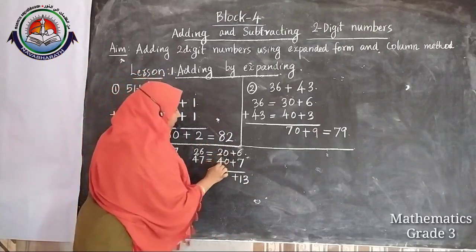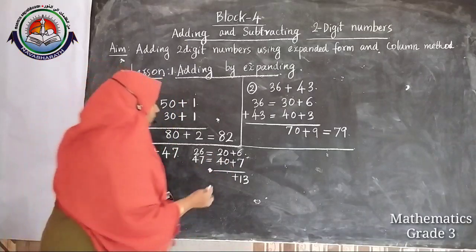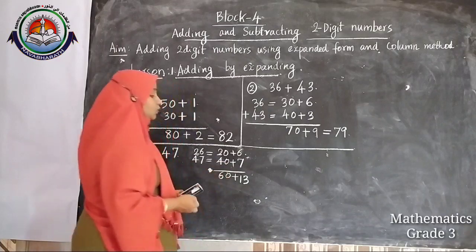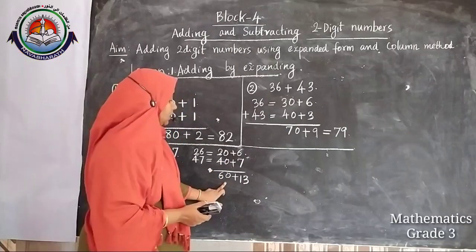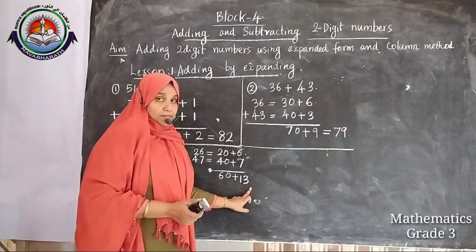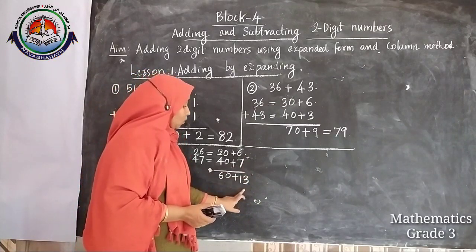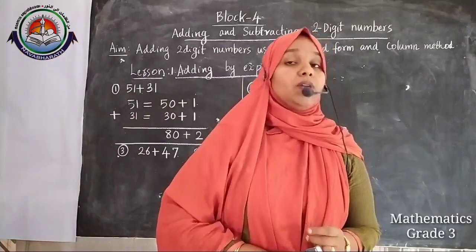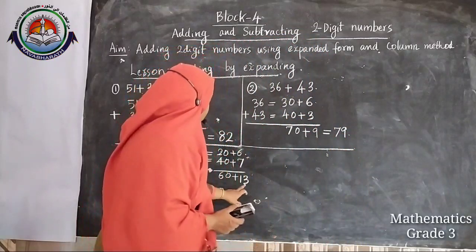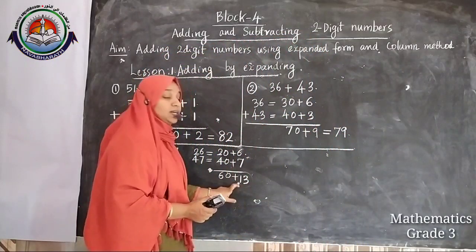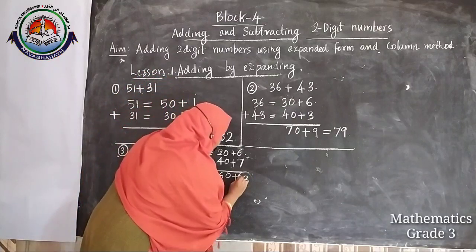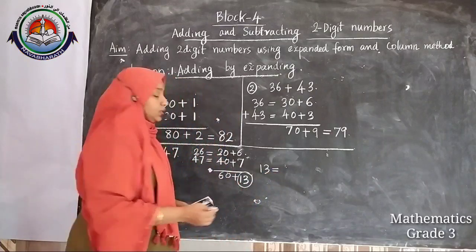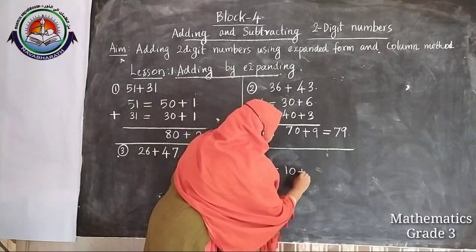Then what is 20 plus 40? Put a 0 here. 2 plus 4 is 6. We got the answer 60 plus 13. Then we know that a 2-digit number will not come in ones place. Then what we have to do? We have to write the expanded form of this 13. What is the expanded form of 13? 13 is equal to 10 plus 3.